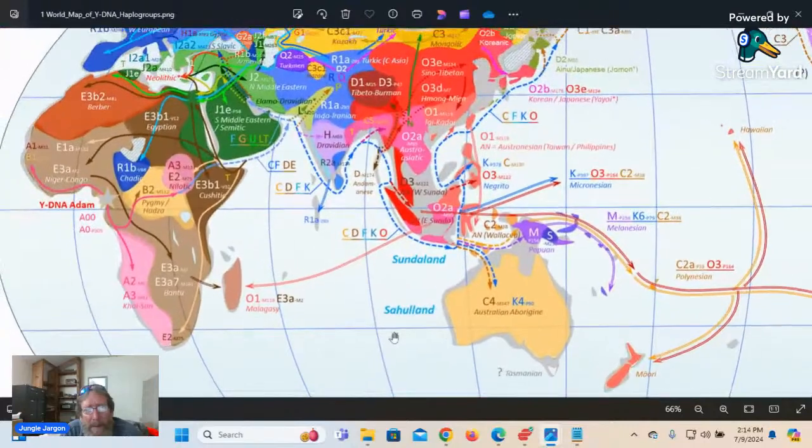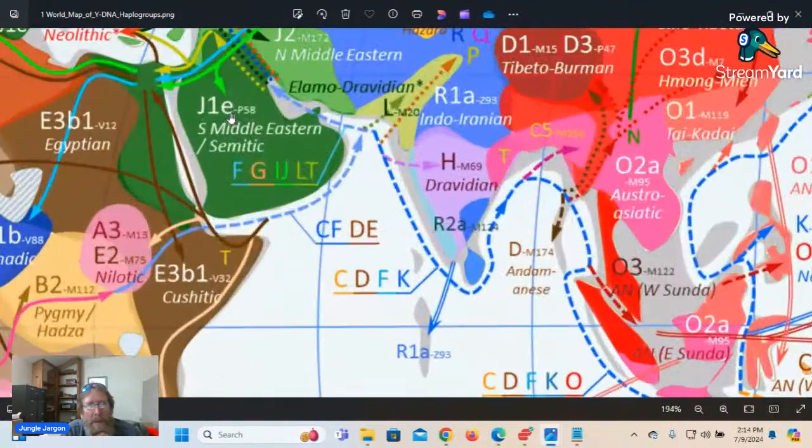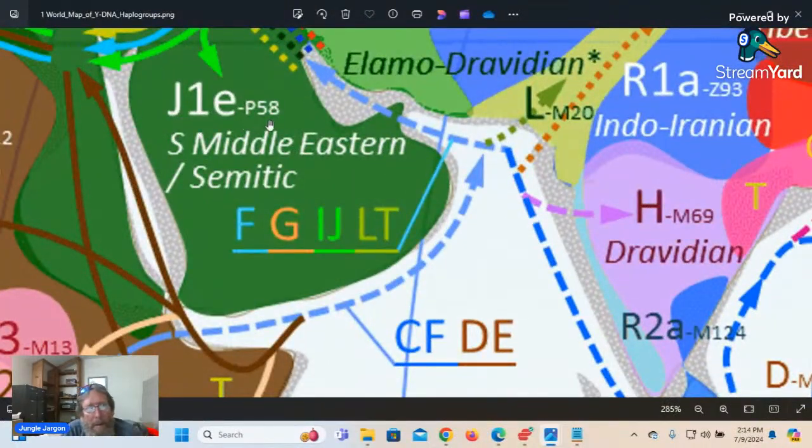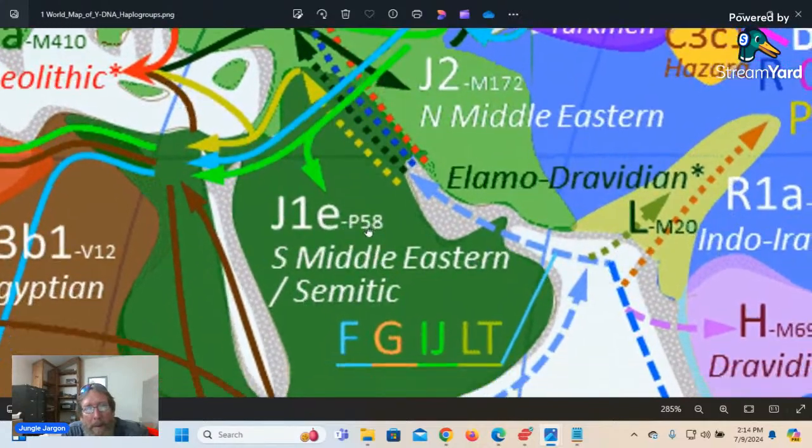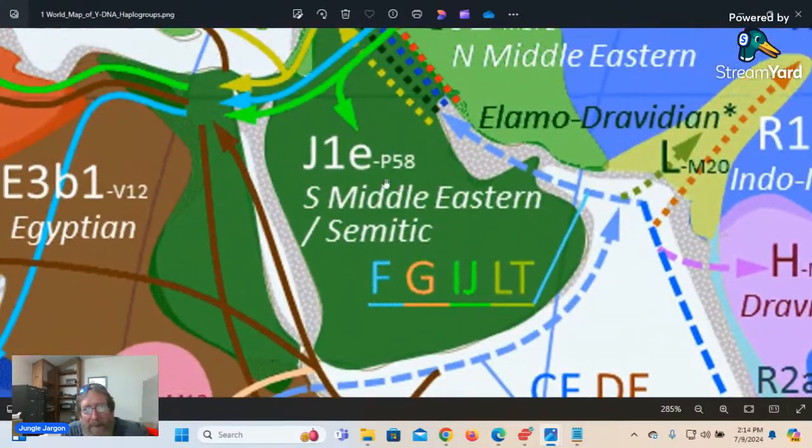So the other thing, of course, would be the Cohen modal haplotype, which is this J1 P58. Now they have a Semitic, a Middle Eastern Semitic, which is correct. But what they aren't saying is that this J1P58 is the Cohen modal haplotype.